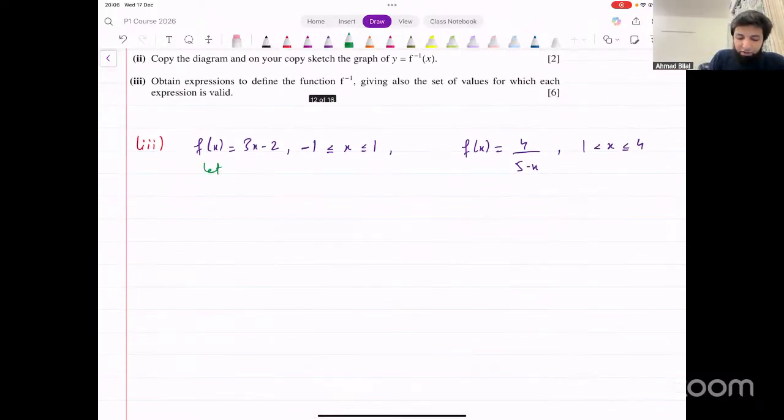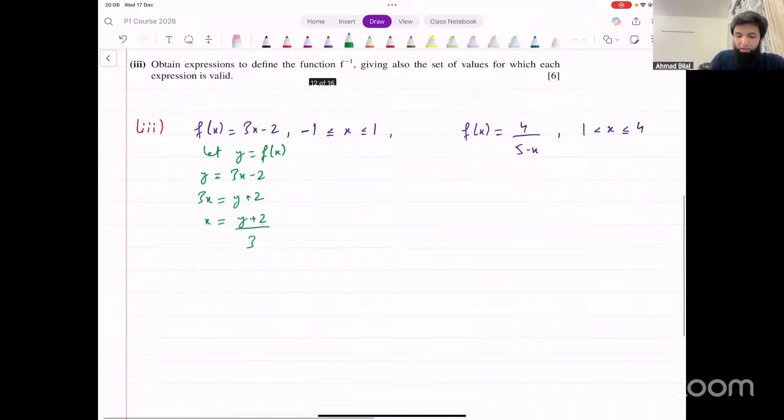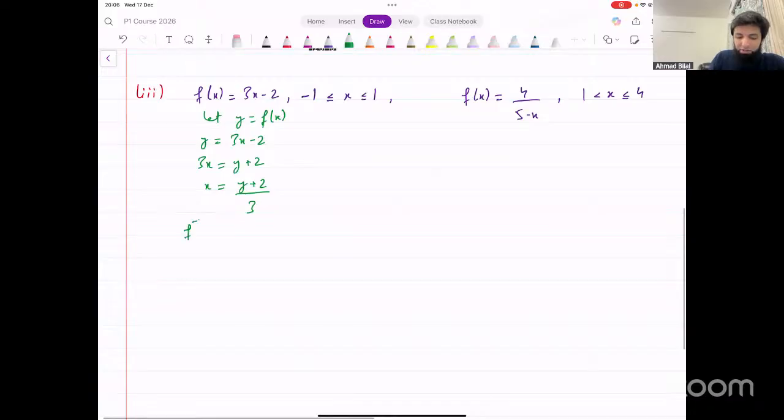For the first one, let's say y equals f of x, and that gives us y equal to 3x minus 2. Make x the subject, and that will become 3x equal to y plus 2, x equals y plus 2 divided by 3. Now, what's the inverse going to be? f inverse of x is equal to x plus 2 over 3.